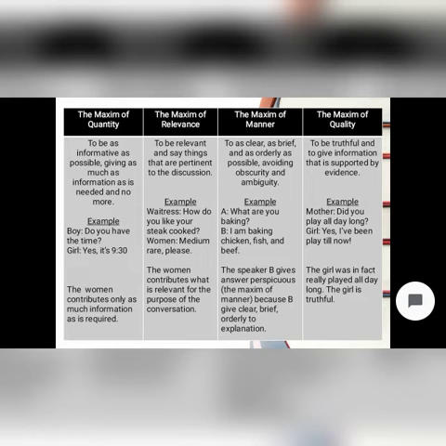Okay, next, the maxim of quality. To be truthful and to give information that is supported by evidence. So, the maxim of quality means try to make a true and sincere contribution, or don't say what you believe to be false. So, for example, mother: did you play all day long? The girl answered, yes, I've been playing till now. The girl was in fact really playing all day long. So, the girl is truthful.